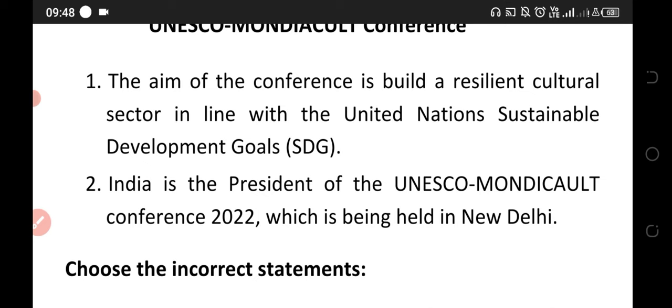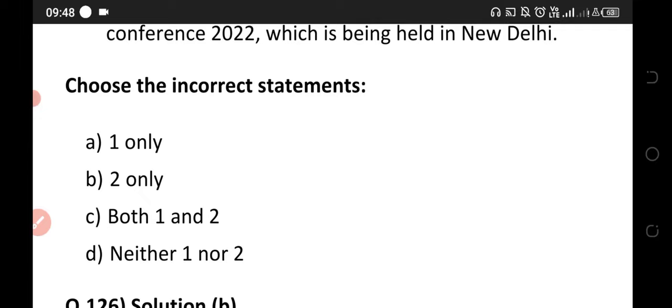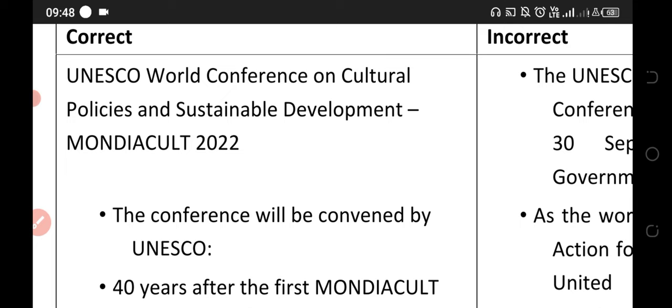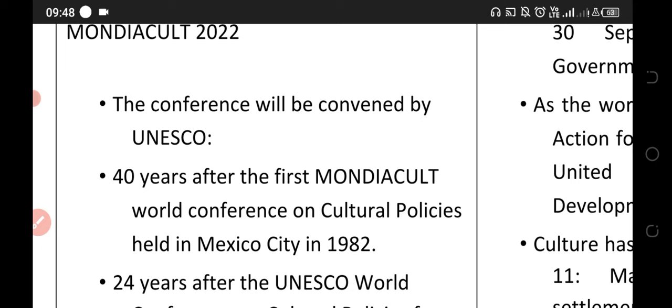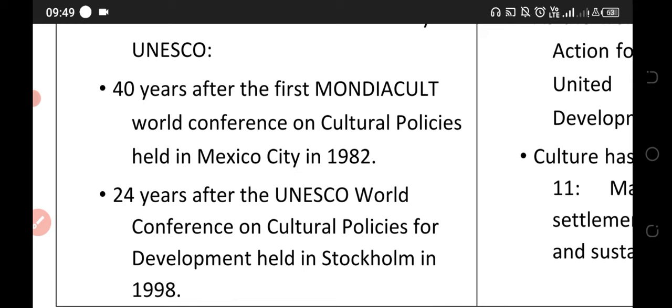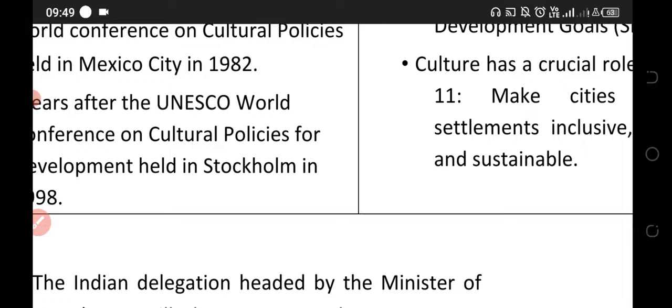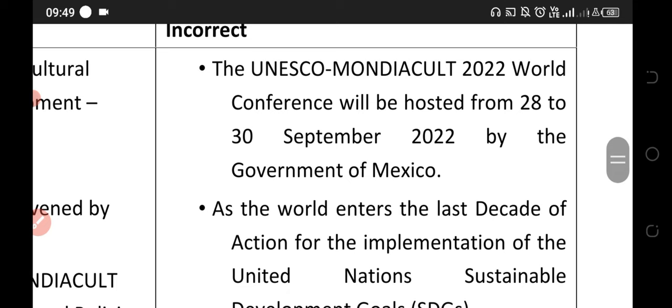Which are incorrect? Only and only B is incorrect. You know that the UNESCO World Conference on Cultural Policies and Sustainable Development, Mondiacult 2022, will be convened by UNESCO 40 years after the first Mondiacult World Conference on Cultural Policies held in Mexico City in 1982, and 24 years after the UNESCO Conference on Cultural Policies for Development held in Stockholm in 1998. The UNESCO Mondiacult 2022 World Conference will be hosted from 28 to 30 September 2022 by the government of Mexico.